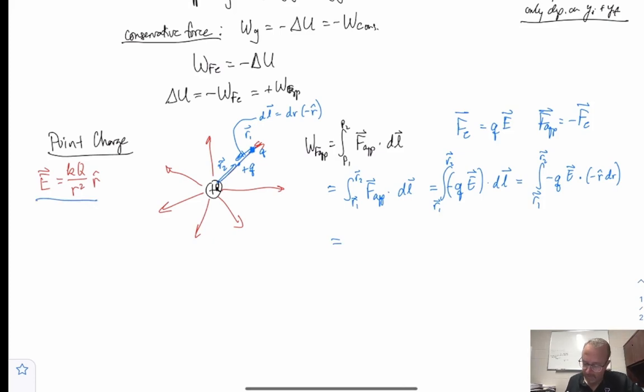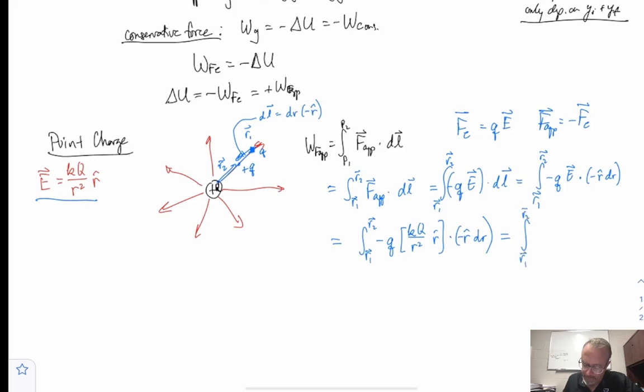E is the field from the point charge. And so R1, R2, minus Q. Now for the E, I'm going to put in K big Q over R squared, and it's in the plus r hat direction. And I'm dotting that into minus r hat dr. So what we see is that the minus signs are going to cancel out again. I get R1 to R2.